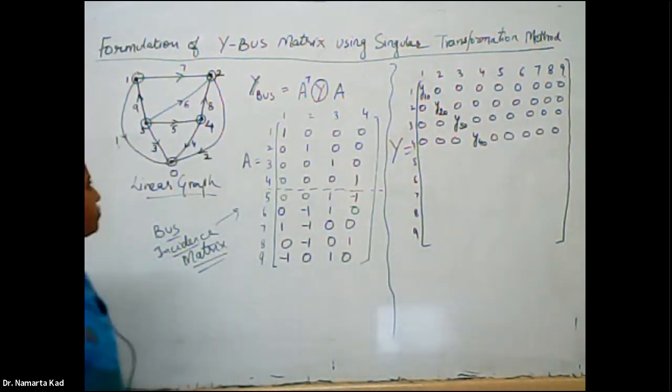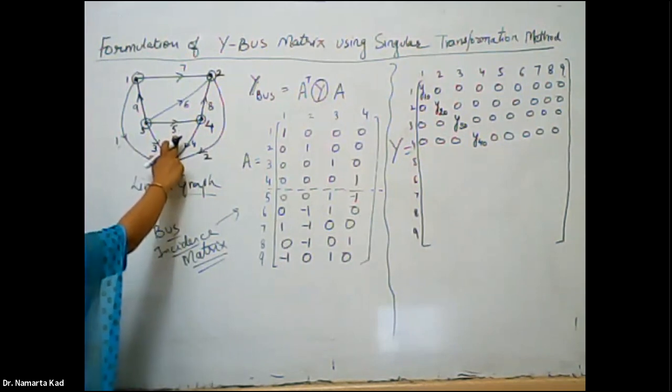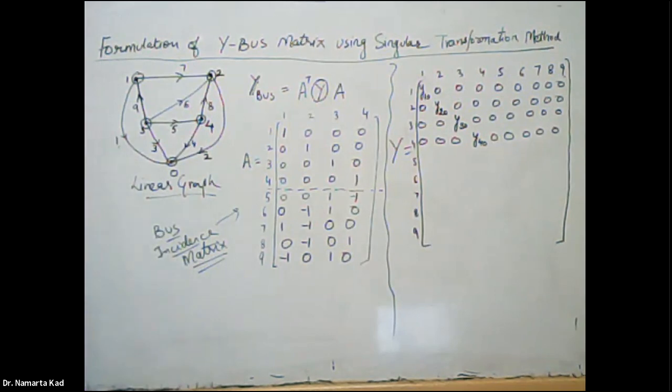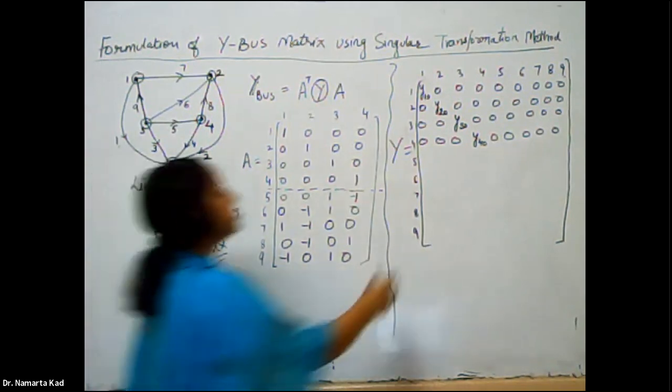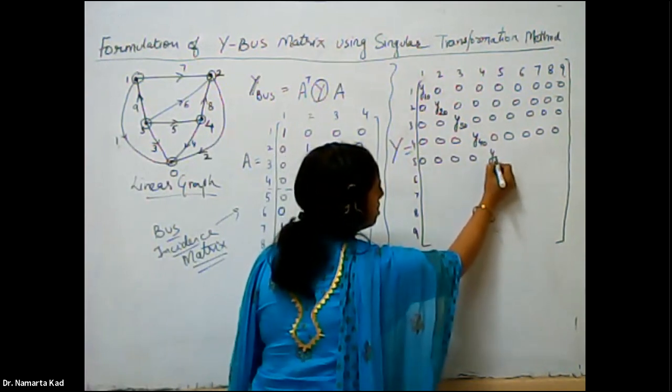Okay, now the fifth entry is this one. This link, the fifth element, is between 3 and 4. So just write it like this: 0 0 0 0 Y3 4.